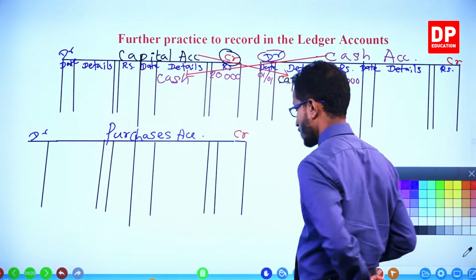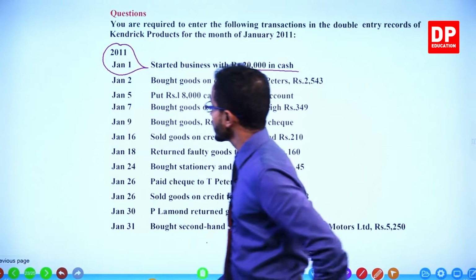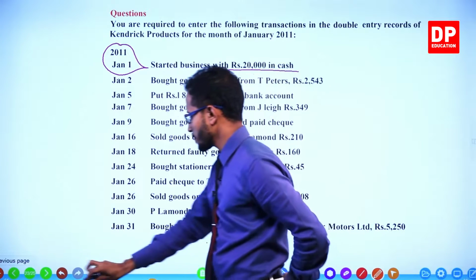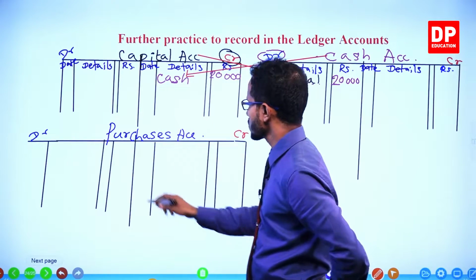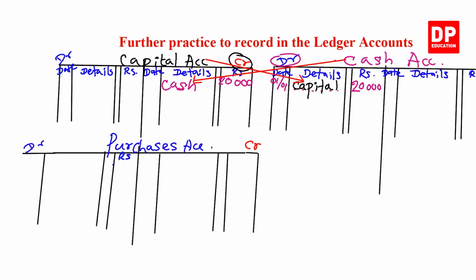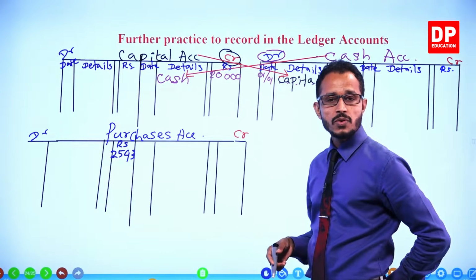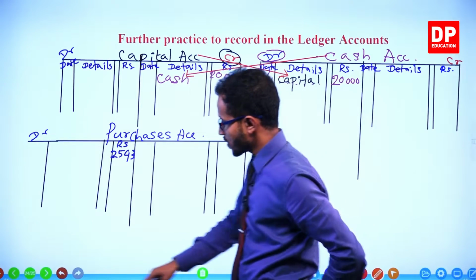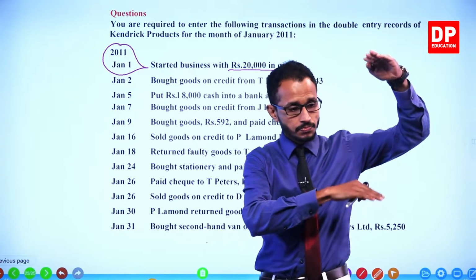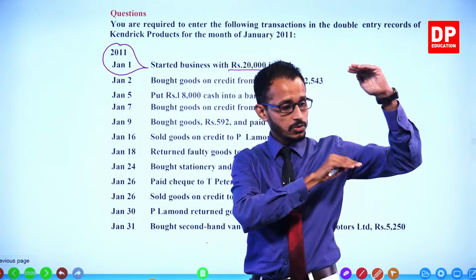And we are entering the amount now in the debit side, because goods come into the business, 2,543. Goods come into the business. Should go to the debit side. 2,543. In which account should it be credited? Let's go and see. Bought goods, so goods coming into the business.